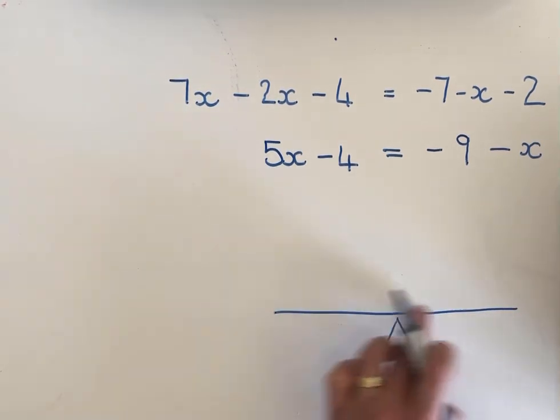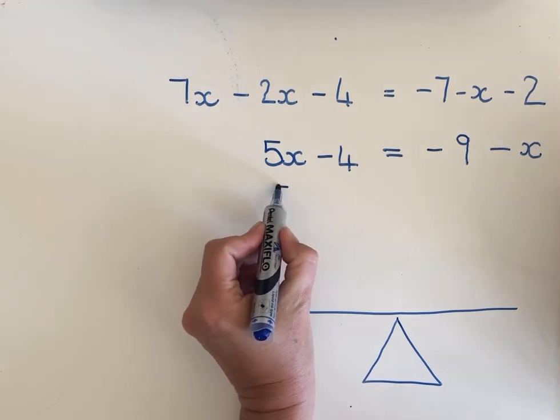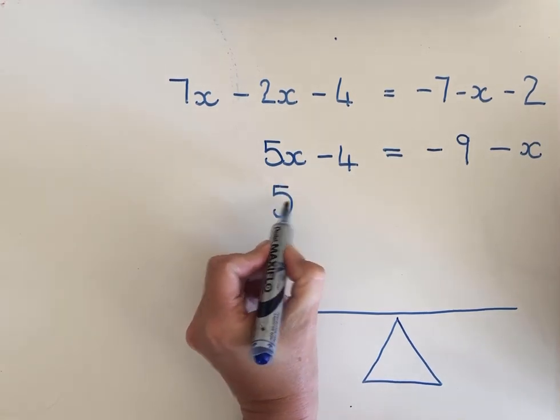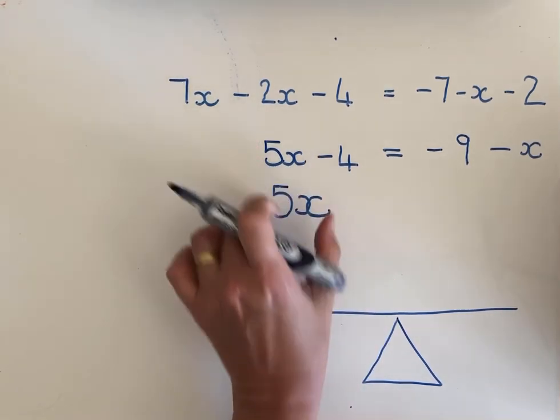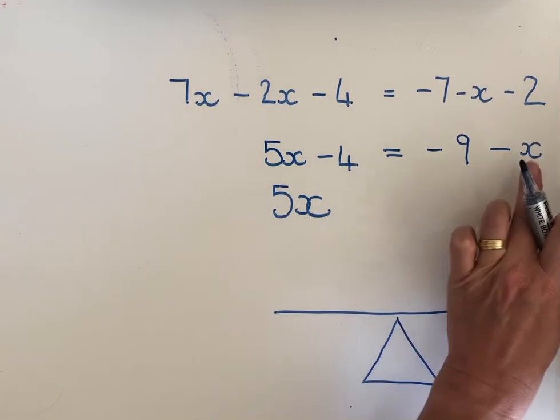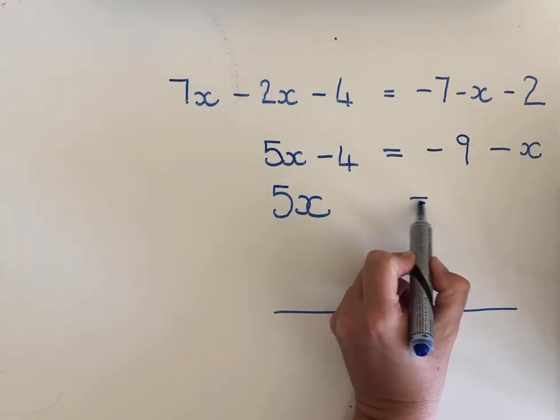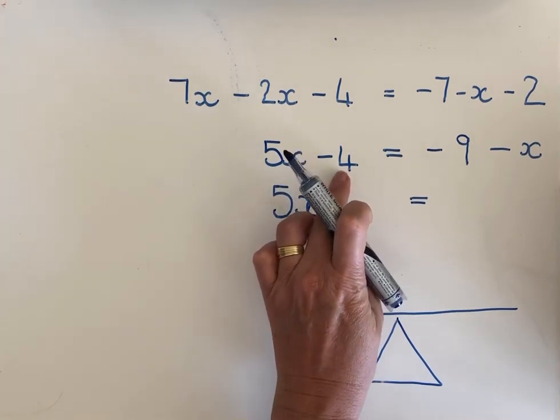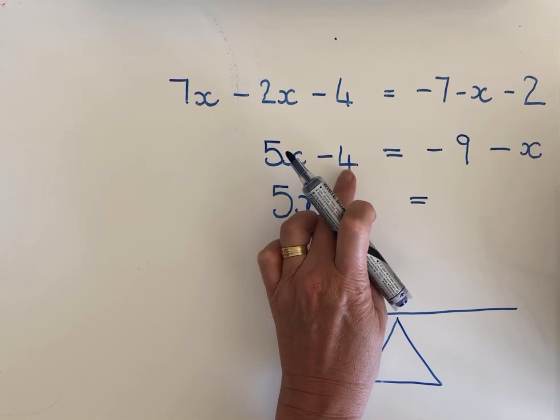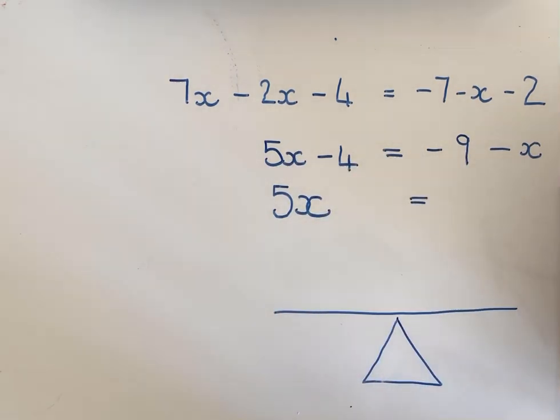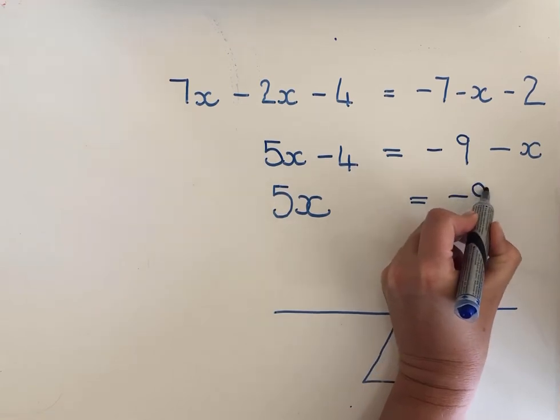It's got to stay in a straight line all the time. I want to collect all the x's on this side, so I'm just going to write down 5x. 5x is on the correct side. This minus x is a problem. We want to get rid of it. Then this minus 4 is on the wrong side because we don't want to collect constants on this side. They must be on that side. This minus 9 is correct.